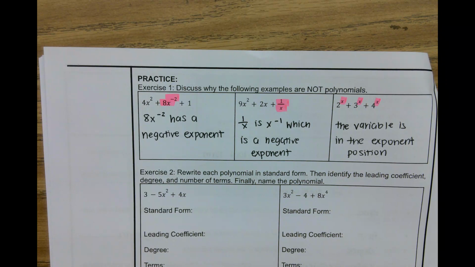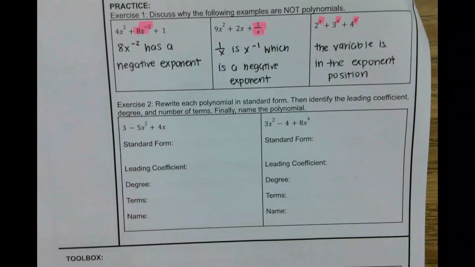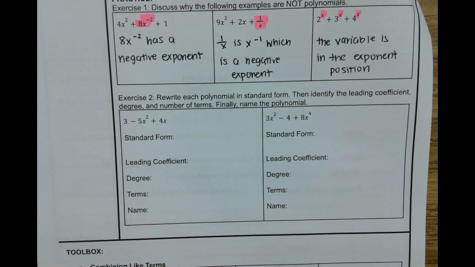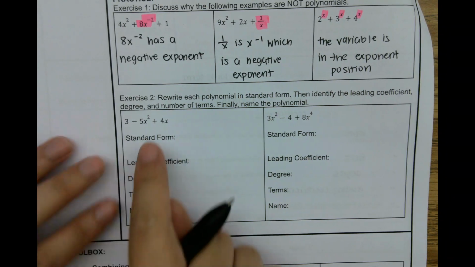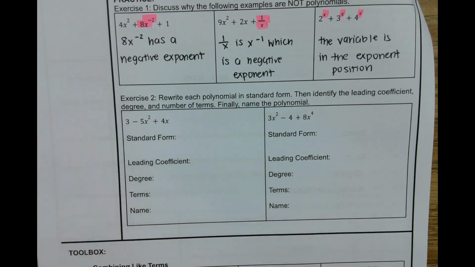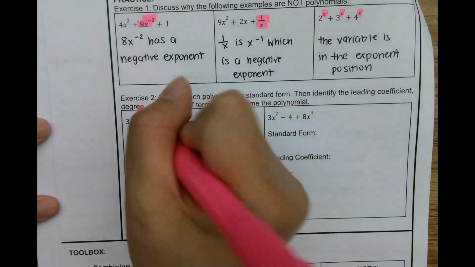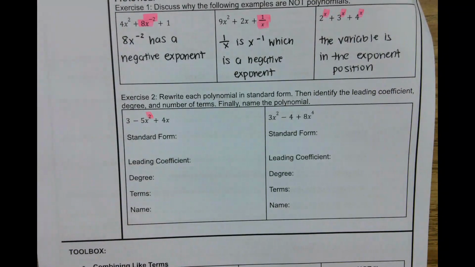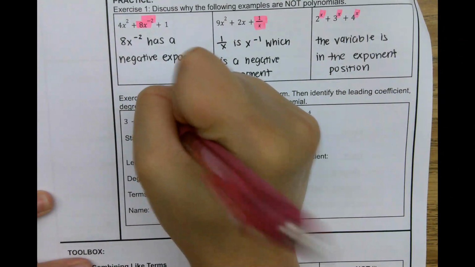So here we're going to practice. We're going to rewrite each polynomial in standard form, identify the leading coefficient, the degree, and the number of terms, and then we're going to name it. When we're writing in standard form, it starts with the highest exponent. So here it's x to the second, then it's x to the first, and then it's our constant.